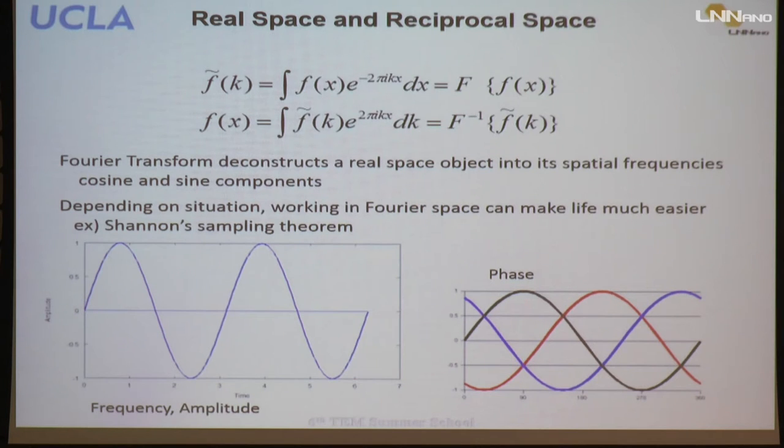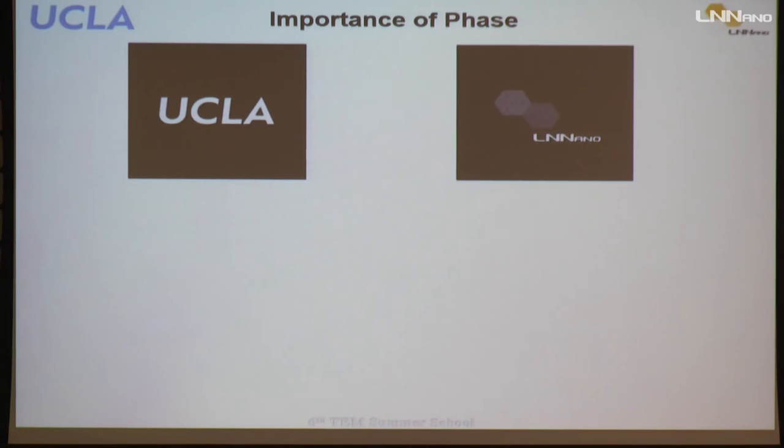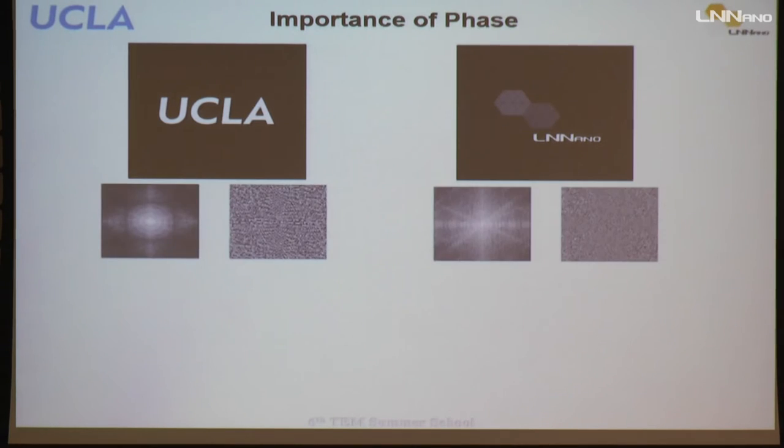So let me show you a quick example of how important the phase is. Here are two very great institution logos. One is UCLA, and one is the Brazilian Nanotechnology Laboratory. This is a real space image, so these are real numbers, a real image. It was originally colorful, but I made it grayscale for easier scaling. If I Fourier transform this real object, in Fourier space it's complex numbers. So it has a magnitude, this is the magnitude of the Fourier transform of this object, and this is the phase. Same thing for the other one: I Fourier transform it, and this is the magnitude and this is the phase.